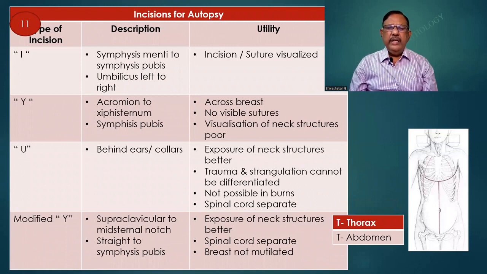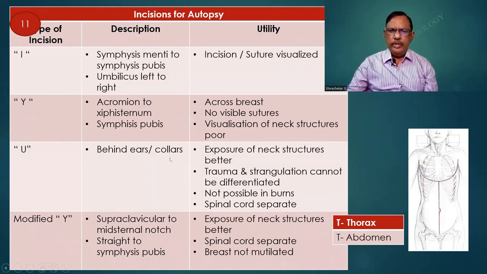This particular chart is a summary of the different types of incisions. In this, I have mentioned the I, Y, U, and the modified Y incisions. And what is the region that each is extending to? U, for example, starts behind the ears or the thorax. And in each one, what is the advantage or the disadvantage? In the I shape, we are seeing the suture in the neck, a disadvantage. In the Y shape, it is across the breast, therefore scarring will be there.